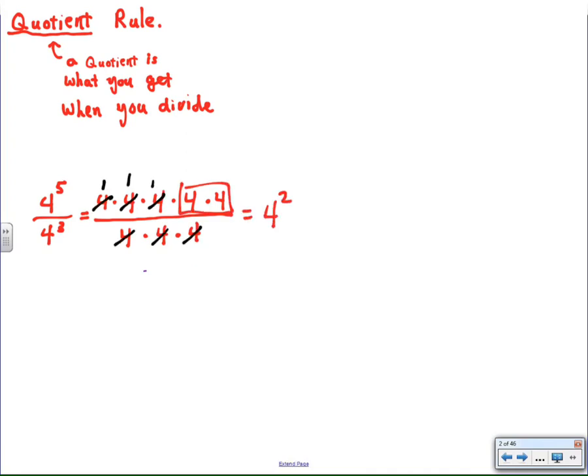So those things all divide out to 1, and I'm left with just 2 4s that have not had anything in the bottom to divide out with, which ends up with just 4 squared. So 4 to the 5th over 4 cubed can simplify to just 4 squared, or 16.